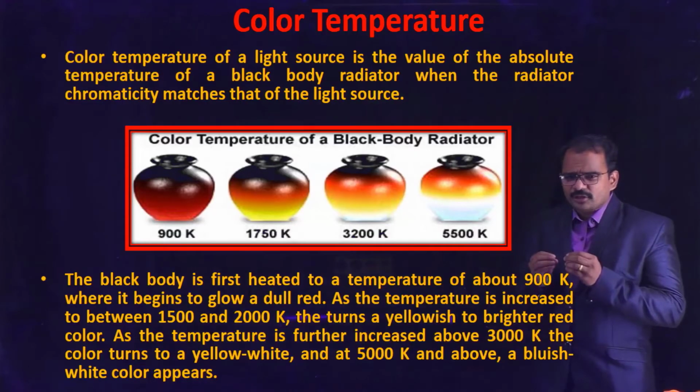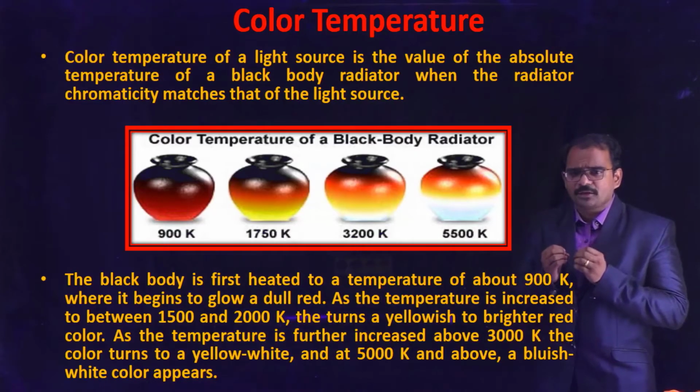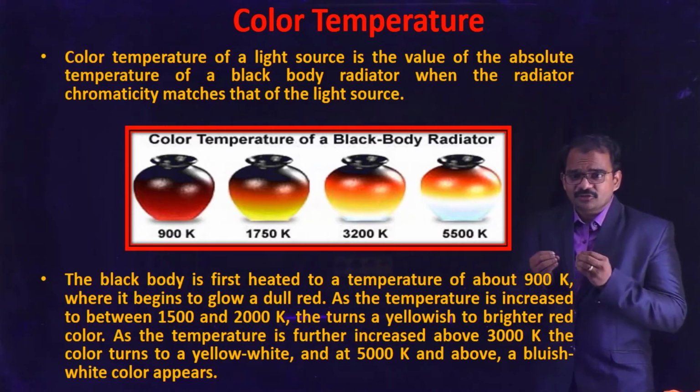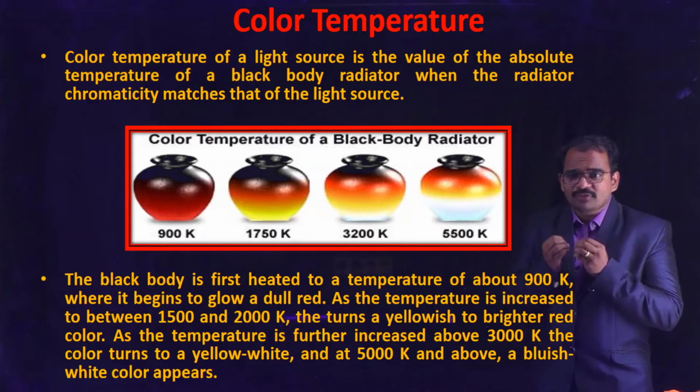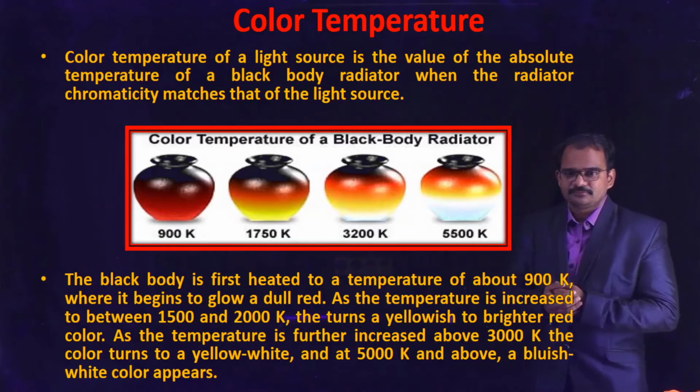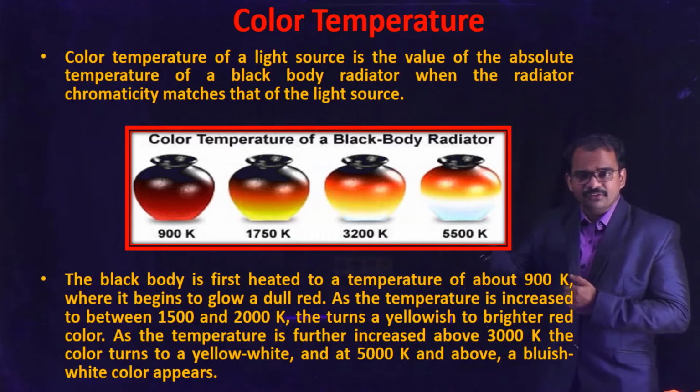So now let's go through an important topic called color temperature. So what is a color temperature? The color temperature of a light source is the value of the absolute temperature of a black body radiator when the radiator chromaticity matches with that of a light source. What do you mean by that? Let's see the example in the figure over here.